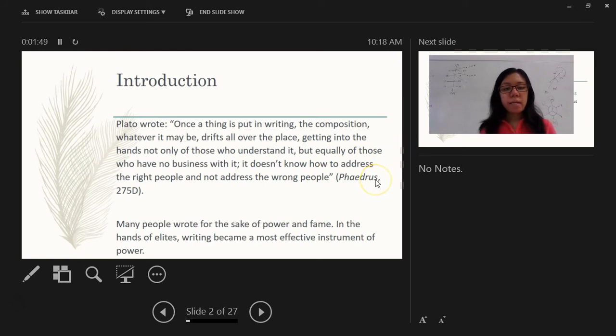And then many people wrote for the sake of power and fame. In the hands of elites, writing became a most effective instrument of power. So at that time, rulers could not stop people from talking, but they could control the writing and its meaning, which resulted in hierarchical societies.